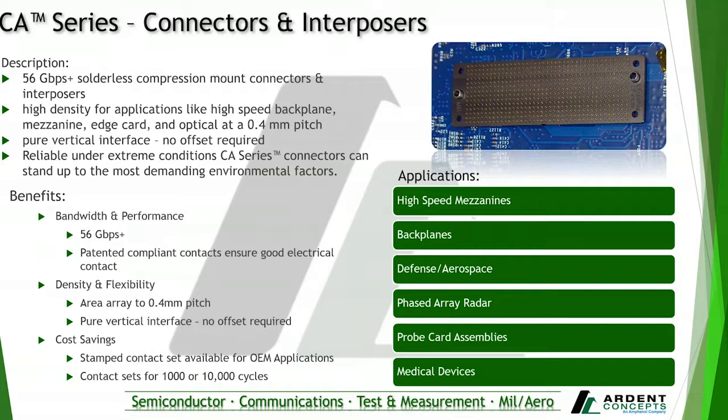From a benefits perspective, our connectors offer bandwidth and performance up to 56 gigabits per second, and our patented compliant contacts ensure good electrical contact. From a density and flexibility standpoint, we can offer you an area array down to 0.4 millimeter pitch and anywhere above in many different types of patterns. And as I mentioned, it's a pure vertical interface. And our cost savings. So we use a stamped contact set for OEM applications. It can be run through automation, and we can offer you contact sets and cycle counts of 1,000 or up to 10,000 mechanical cycles.